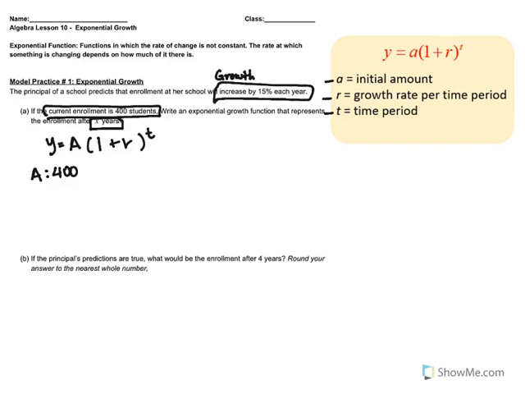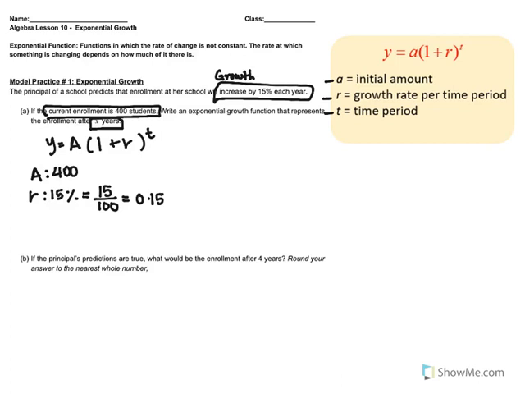The 1 stays the same. That's the whole that we always start with. My rate here, this is important. It's growing by 15% each year, but I do not want a percent here. When I'm substituting these numbers into my equation, I want to convert my percent into a decimal. So our rate is always your percent divided by 100. So in this case, my rate is 0.15.